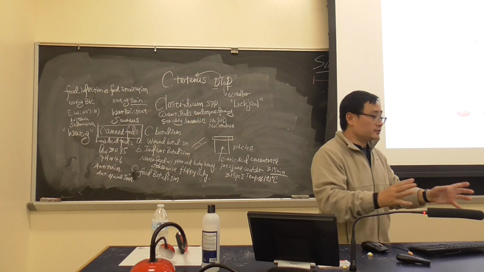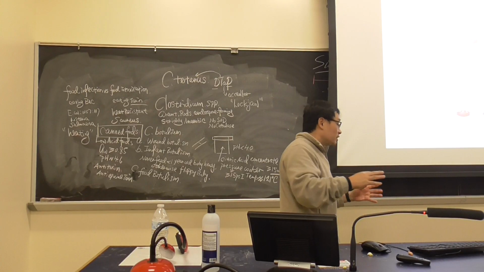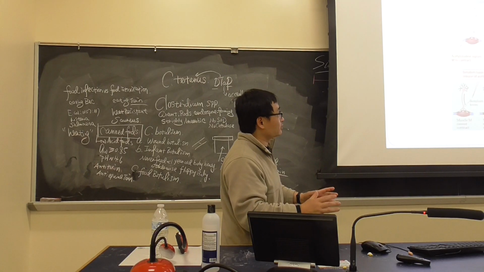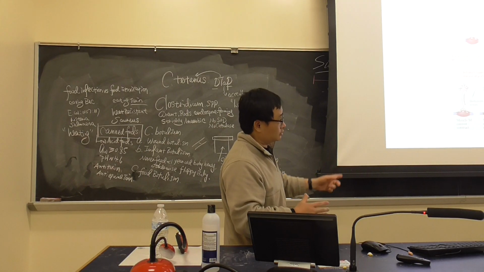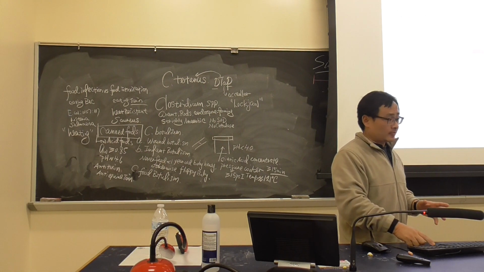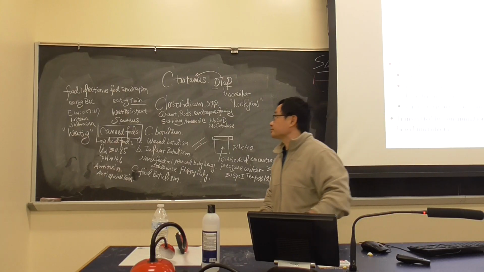So this is a slide that tells you a very simple story behind the toxic effects of botulism and tetanus, using a very easy flowchart to show you. Okay, next one. Clostridium perfringens.